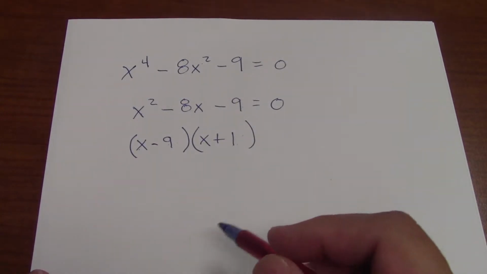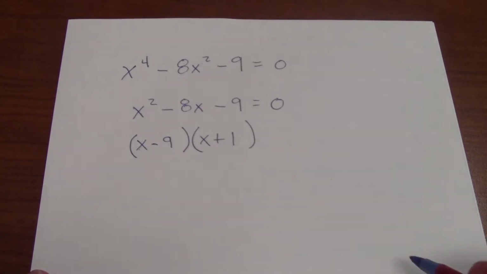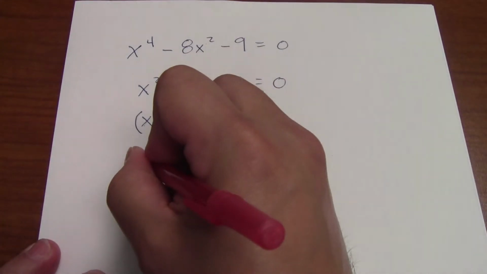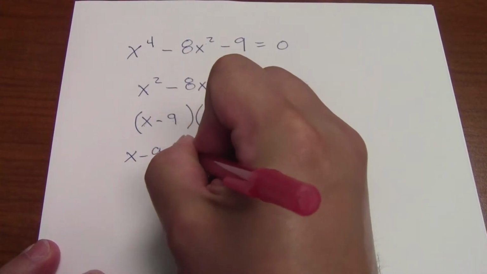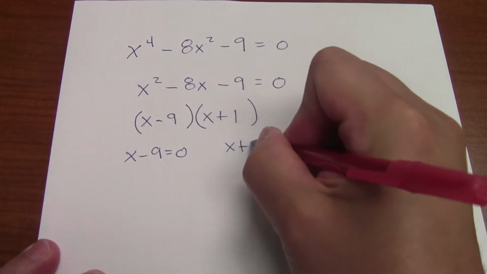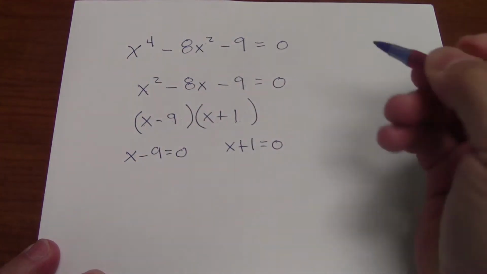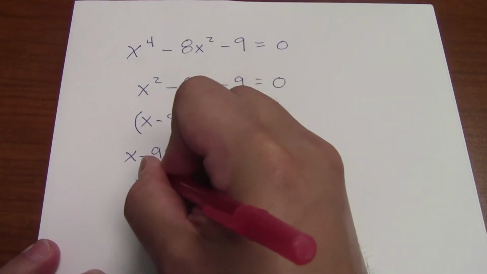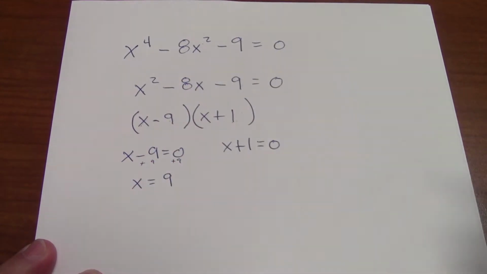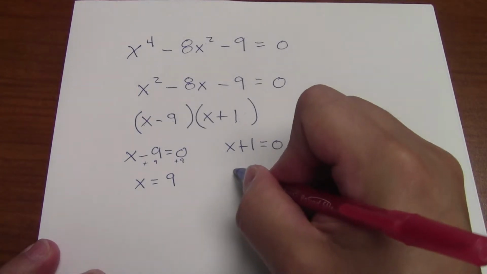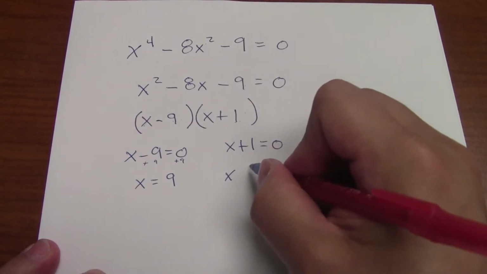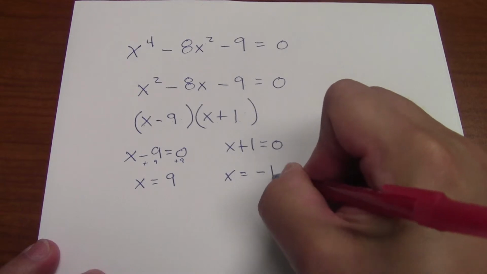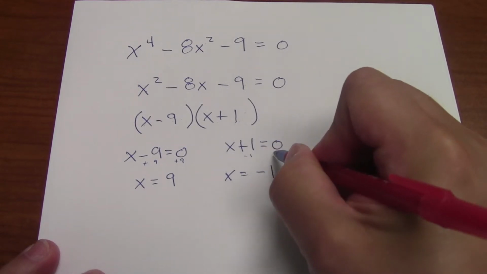From here, then I go ahead and set each side to 0. x minus 9 equals 0. x plus 1 equals 0. x equals 9, right? Because I'm adding 9 to both sides. x equals negative 1.